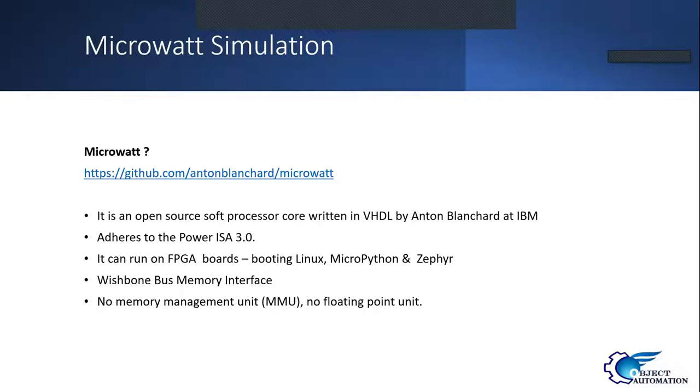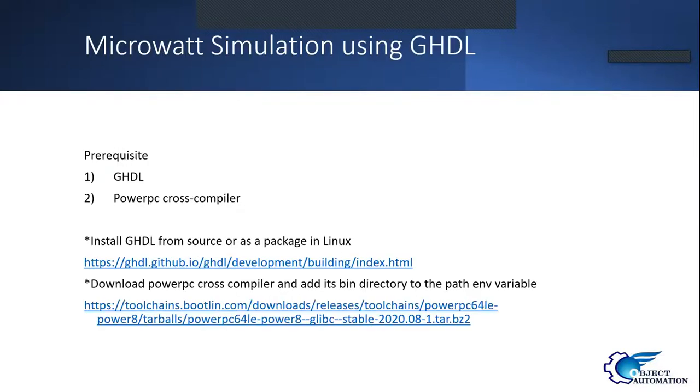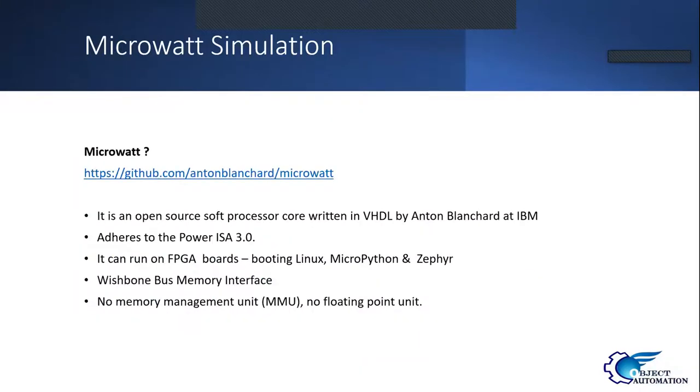It's a repeated thing, but if you want to download it, you can just Google it. It is there in the GitHub, which I did. I cloned it from the GitHub. So there is this GitHub repository. You can download it from there. And there are two ways to simulate this Microwatt processor. One, using your own system, like you don't need extra hardware to simulate this processor.